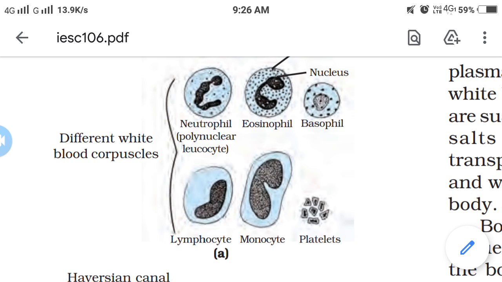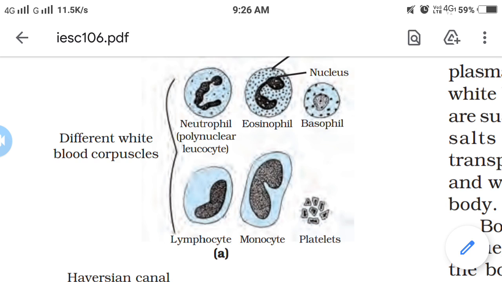The cells of connective tissues are loosely spaced and embedded in an intercellular matrix. Here, the matrix may be jelly-like, fluid, dense, or rigid, and the nature of the matrix differs in accordance with the function of the particular connective tissue.